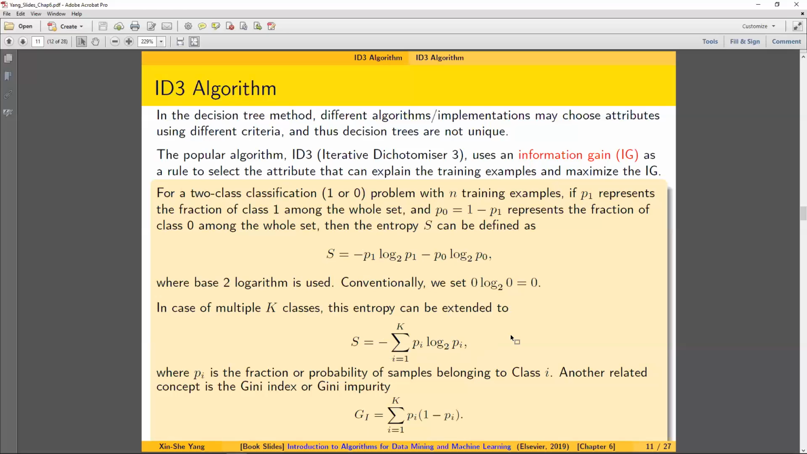Another related concept is the Gini index or Gini impurity, which is the negative of the entropy. It's called GI. So if you ever come across some packages that come back with specific metrics such as Gini index, now you know that Gini index is the negative of entropy.